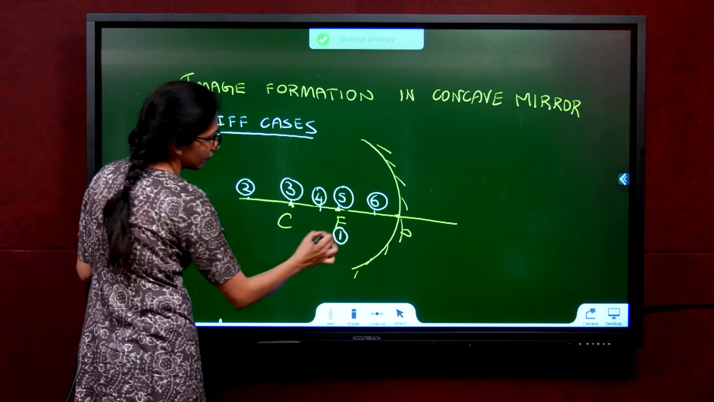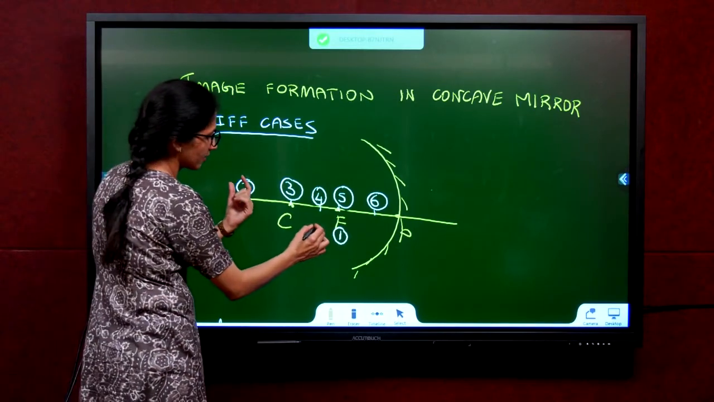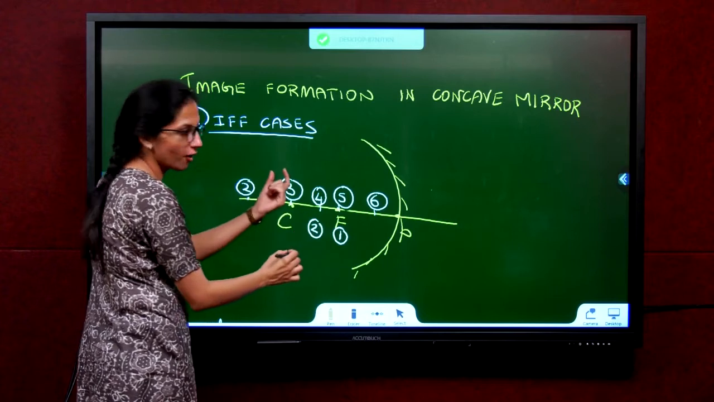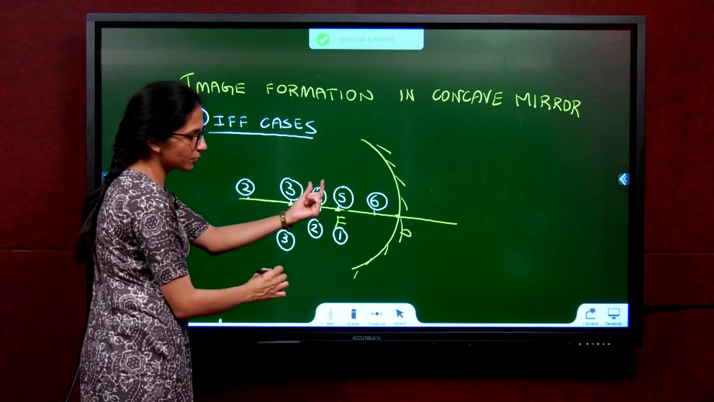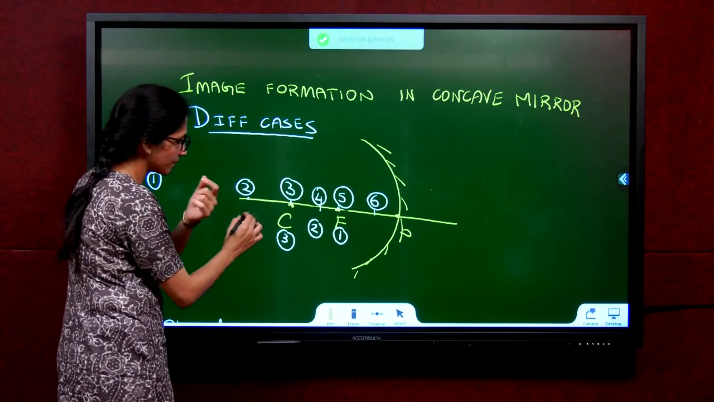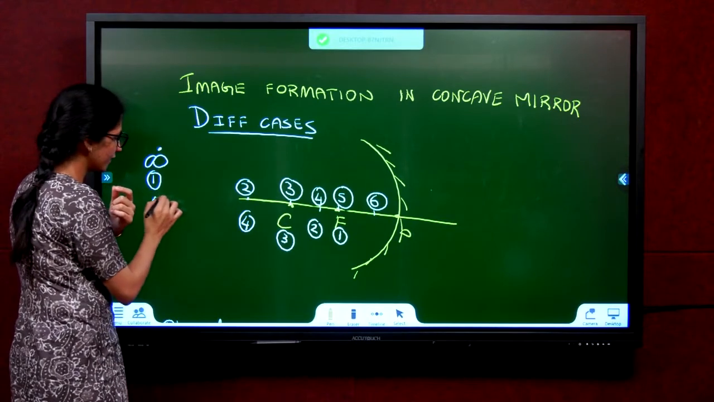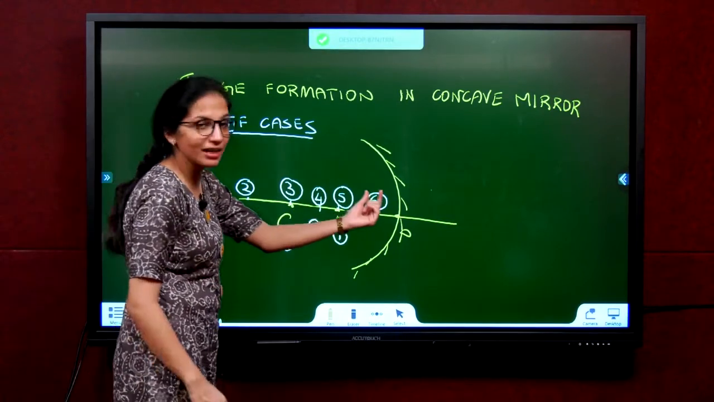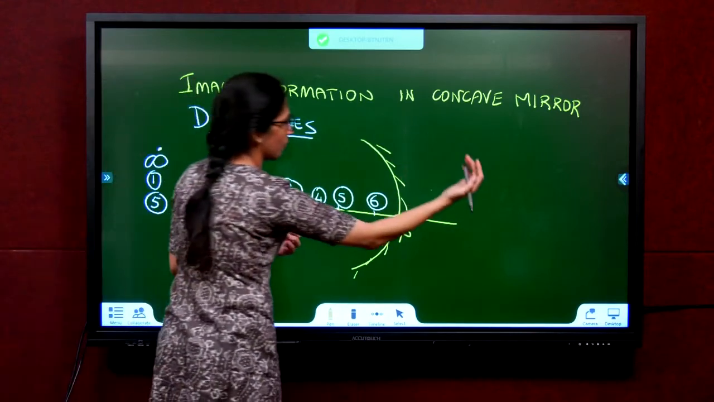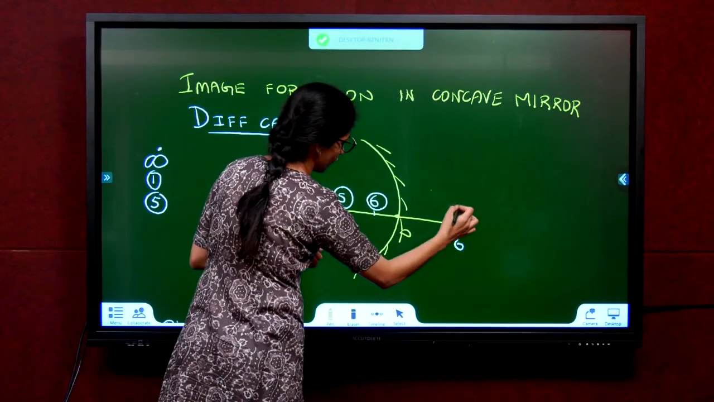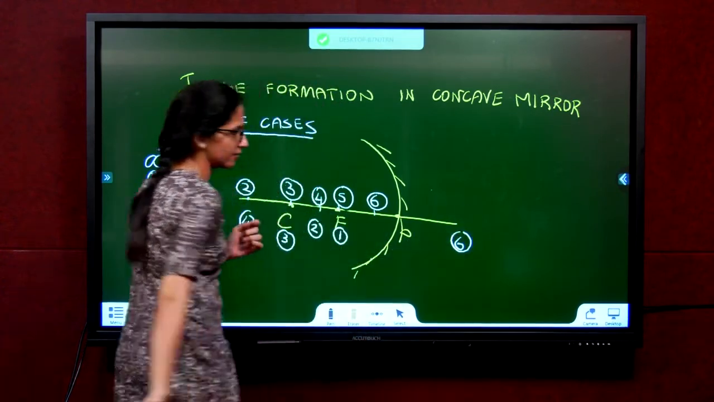Image was at focus. If object is beyond C, image is between C and F. If object is at C, image is at C. If object is between C and F, image is beyond C. If object is at F, image is at infinity. If object is between P and F, there is no space after infinity. Go back. You'll find that the image is virtual and erect.